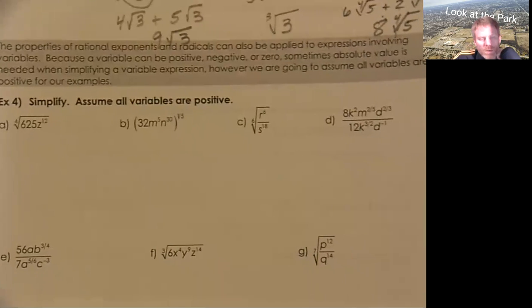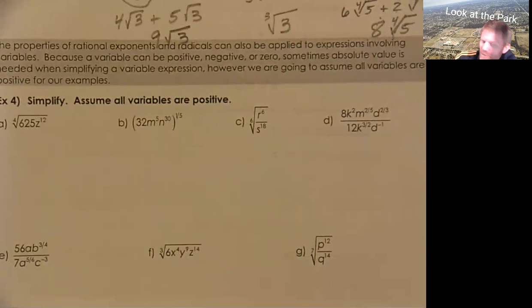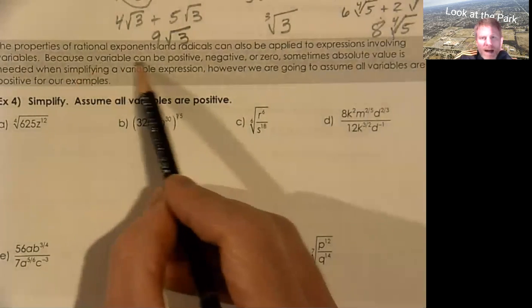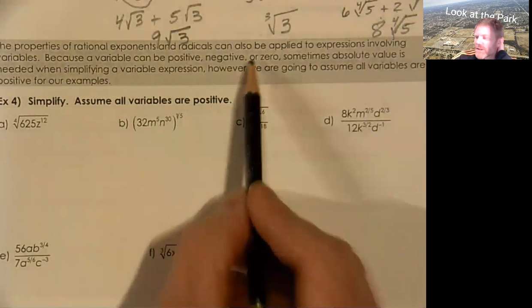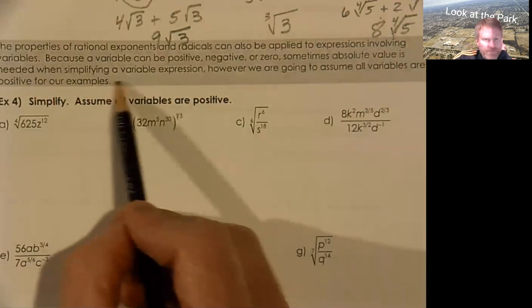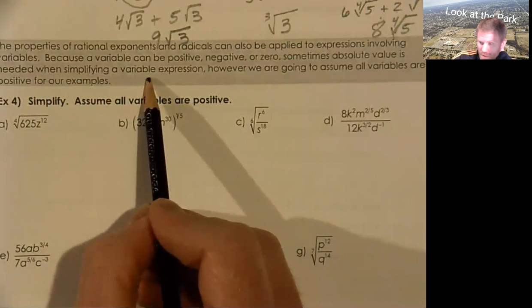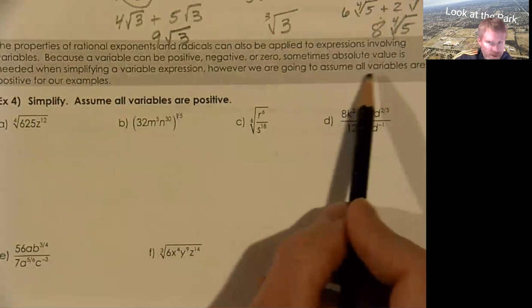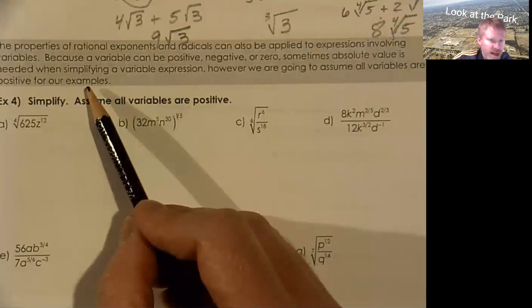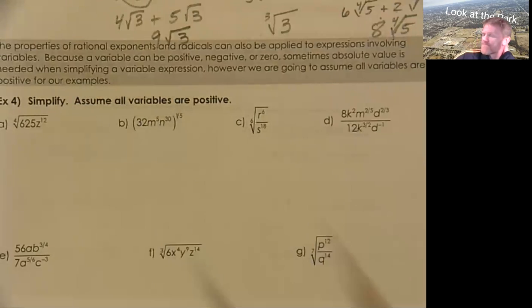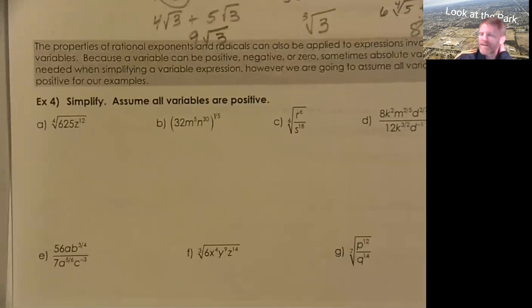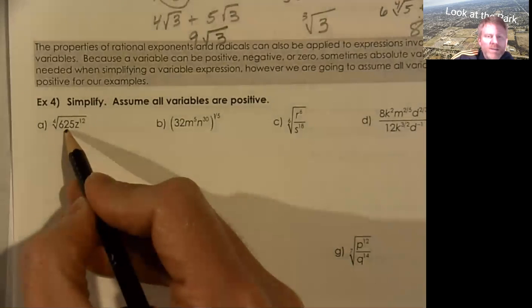Now, when we're working with radicals and simplifying out variables, there is an issue. Because a variable can be positive, it can be negative, it can be zero. Sometimes absolute values are needed when simplifying. But we're just going to assume that all the variables are positive, so we don't have to worry about absolute values. You'll deal with that in the future. So here, we're going to start to break some of these down.